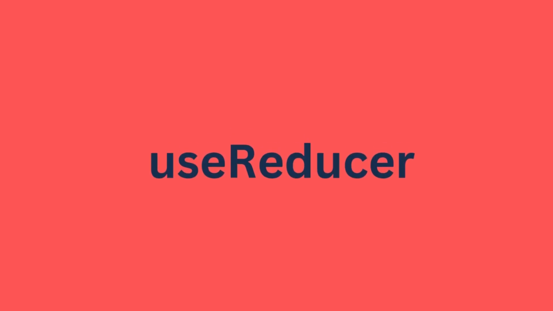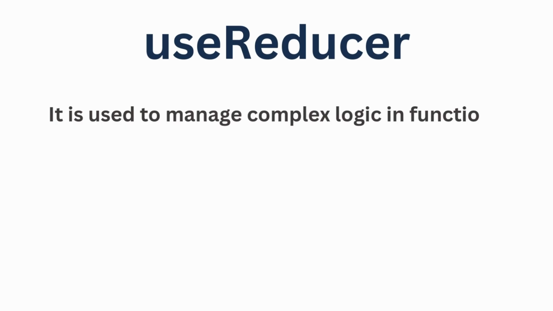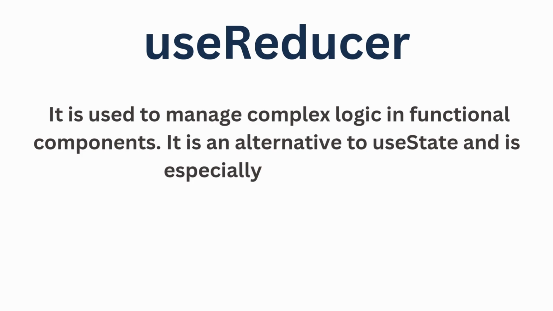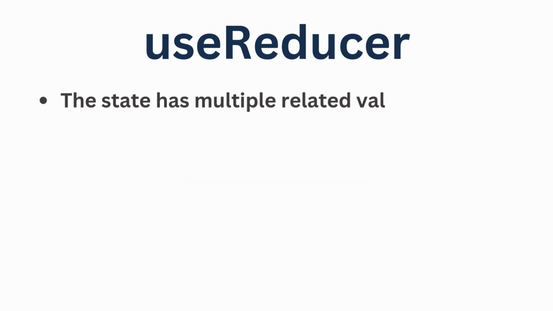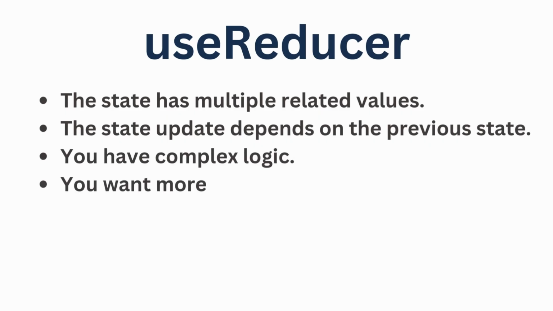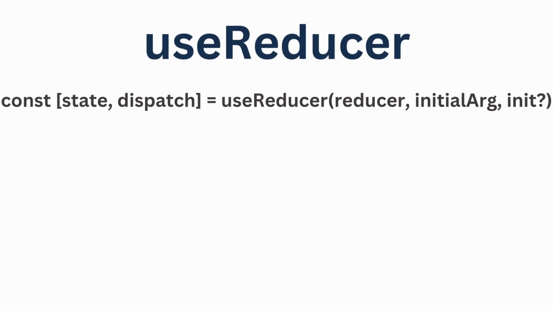Now, let's look into useReducer hook. useReducer hook is used to manage complex logic in functional components. It is an alternative to useState and is especially useful when the state has multiple related values, the state update depends on the previous state, you have complex logic, and you want more predictable state management.